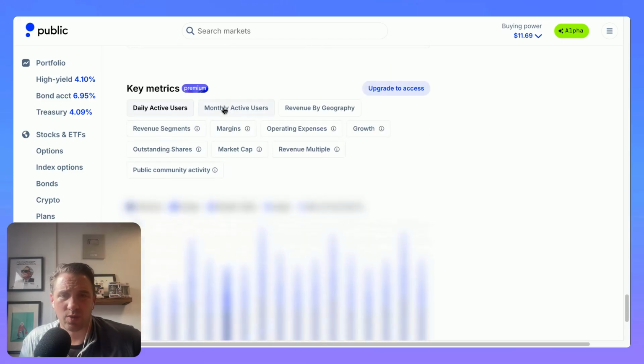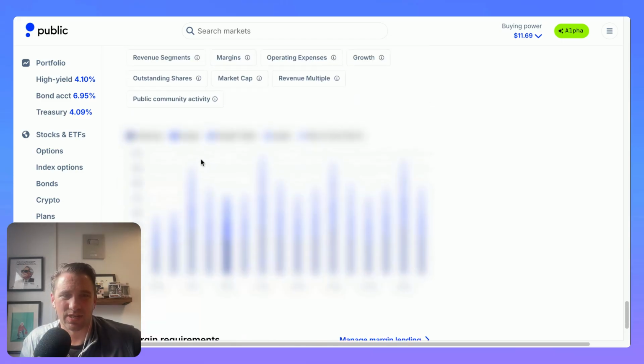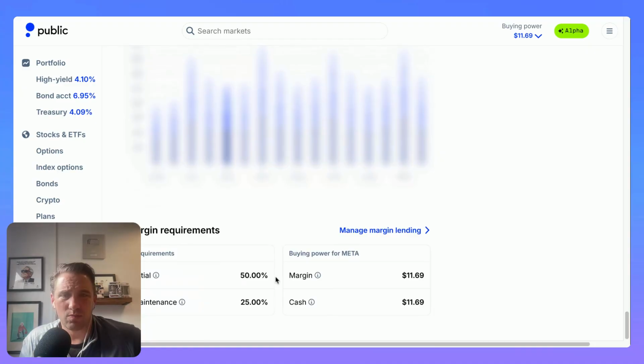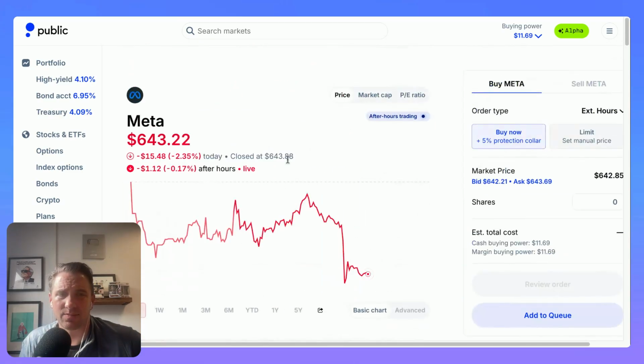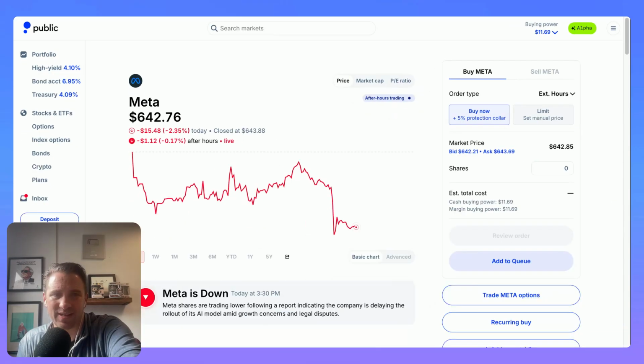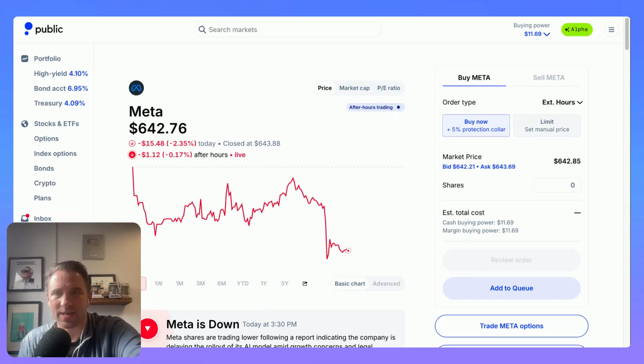Also, as you upgrade, you can see the data gets deeper and deeper. Margin requirements, if that is something that you're doing, these would be your margin requirements. So this is sort of the page that you would go to if you're looking to learn more specifically about a specific company or even a bond. You'll get a page like this.